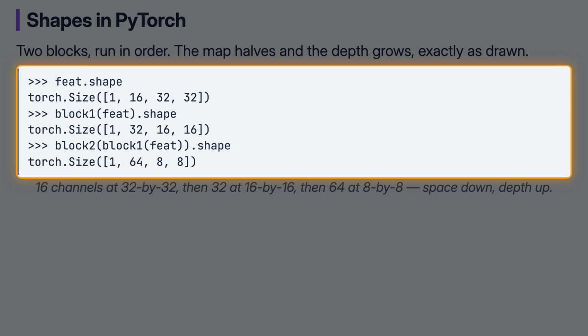Two blocks run in order. We start with 16 channels at 32 by 32. After the first block, 32 channels at 16 by 16. After the second block, 64 channels at 8 by 8. Space goes down, depth goes up exactly as drawn.